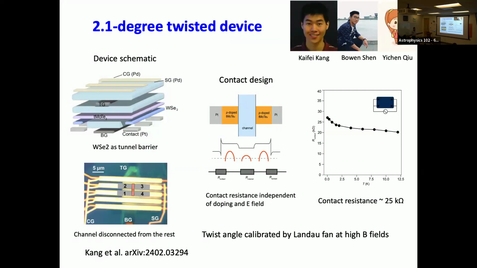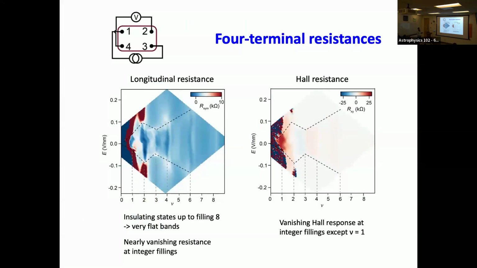You're interested in this first, right? So the first measurement that we do is we bias the current along this diagonal direction and measure the voltage in the other diagonal direction. So this is a 4-point measurement. And this is the longitudinal resistance map as a function of electric field and filling. This is the Hall resistance map.